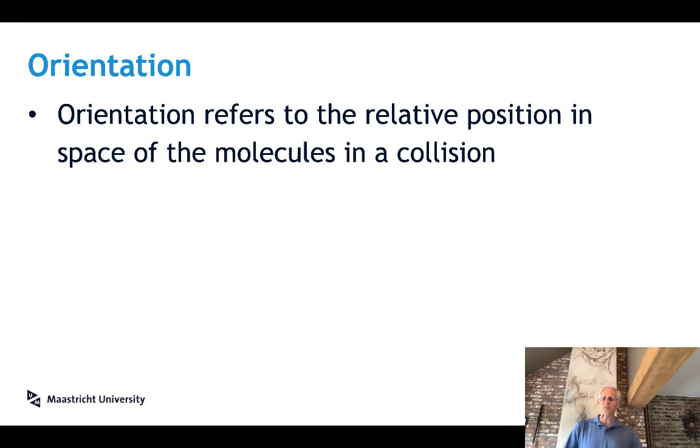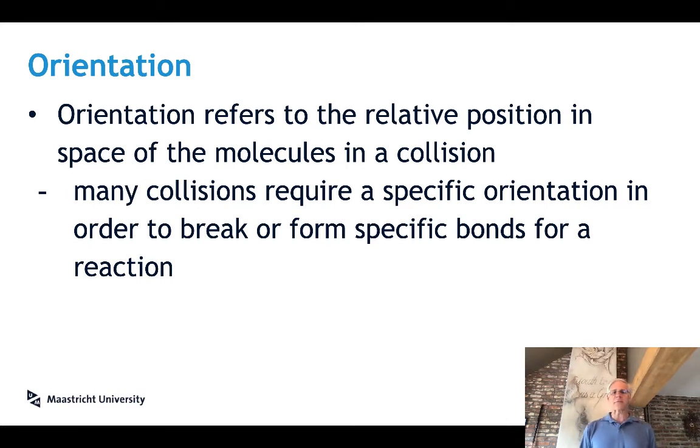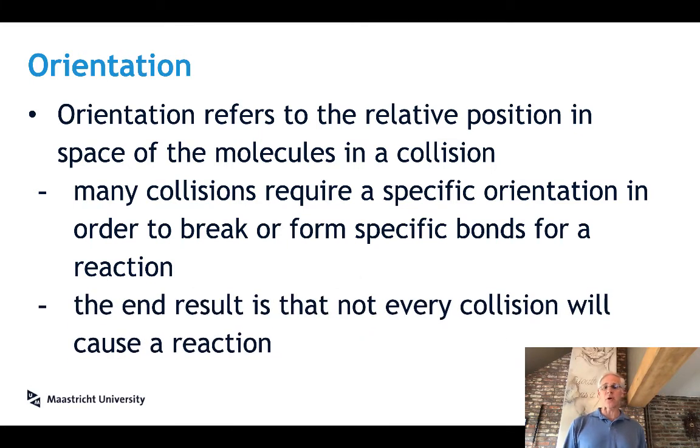The last thing I want to talk about, it's a little strange, you may not have ever thought of this before, is the orientation of a collision. Now, what does that mean? Orientation refers to the relative position in space of the molecules during a collision. How are they positioned relative to each other? There are a lot of reactions that need a very specific orientation in order to break or form the specific bonds that you want for a particular reaction. So you may have lots of collisions, but lots of collisions may not result in a reaction. Not every collision will cause a reaction, so as a result you have a lot of ineffective collisions.